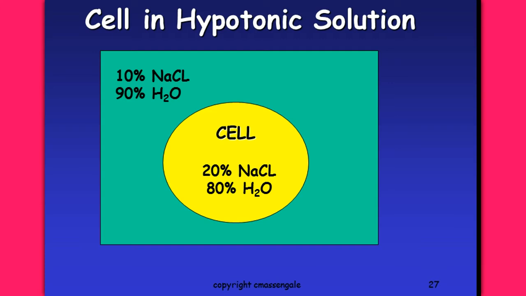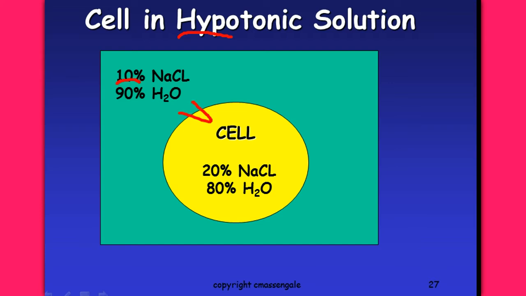Now, in this situation, in a hypotonic solution, we've got 10% salt on the outside, meaning we've got a 90% water solution. On the inside of the cell, we've got 20% salt. That means we've got an 80% water solution. What's that going to mean for our net movement of water? So in a hypotonic solution, the prefix hypo means under or lower than. Think of a hypodermic needle. That means under the skin. Okay? The salt solution in the environment is actually less than the salt solution on the inside.